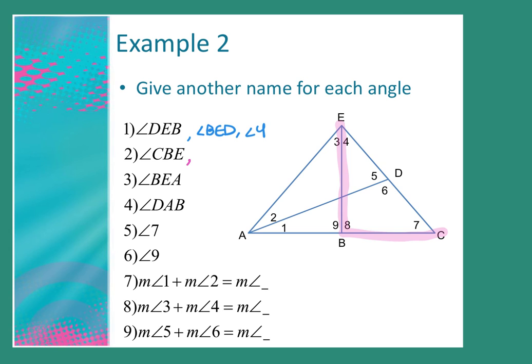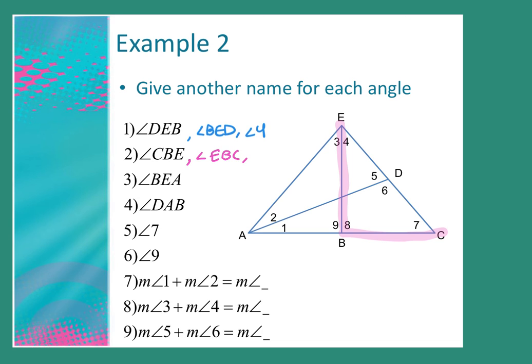It is a right angle, but it wants a name. Well, no, it appears as though it's a right angle. We don't know that it's a right angle, but it appears as though it is, and it wants a name. Go ahead, Santi. Angle EBC. Good.